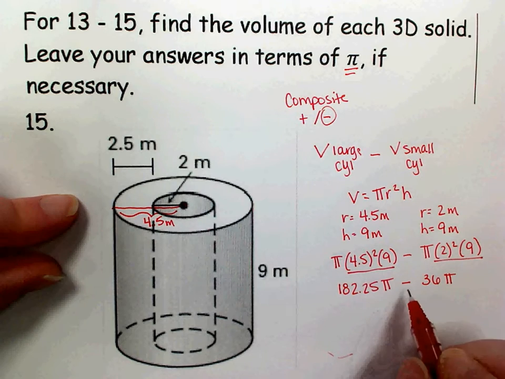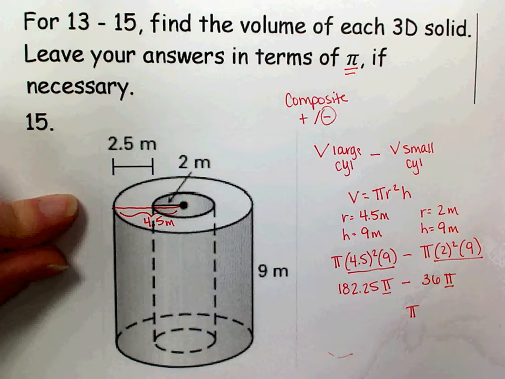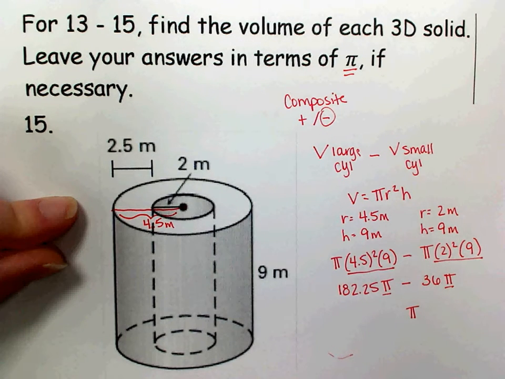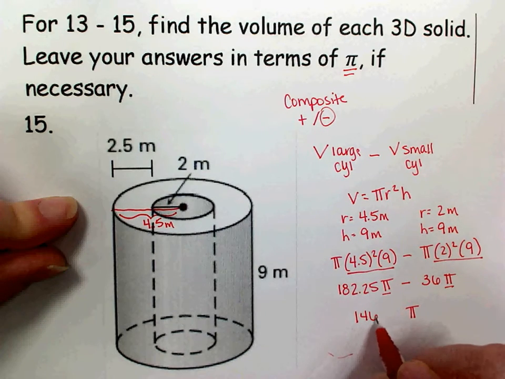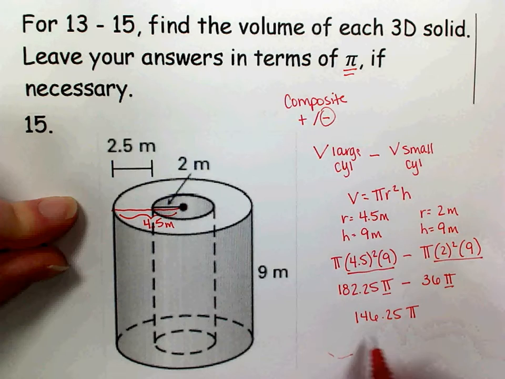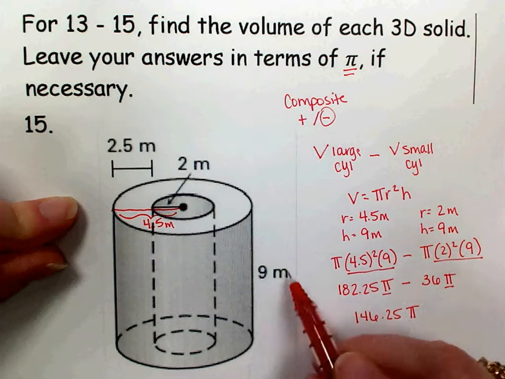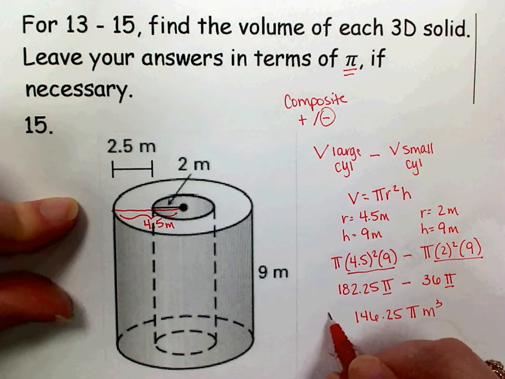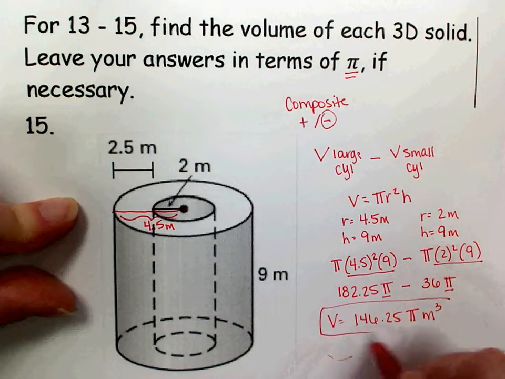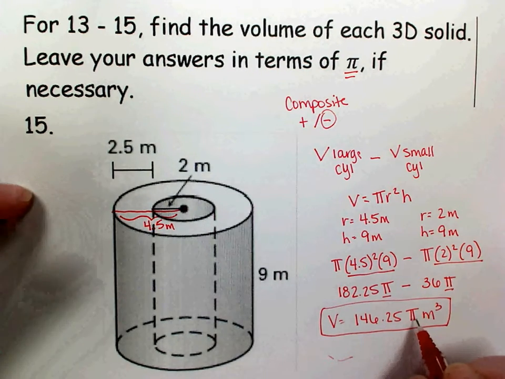So now we need to subtract, and those are like terms, they both have a pi, so we know our answer will have a pi. We just need to do the 182.25 minus 36 in our calculator to get 146.25. So 146.25, don't forget your units. Since we were given meters and linear measurements, we're going to have cubic meters for our volume. So the volume of the composite solid is 146.25 pi, don't leave that out, cubic meters.